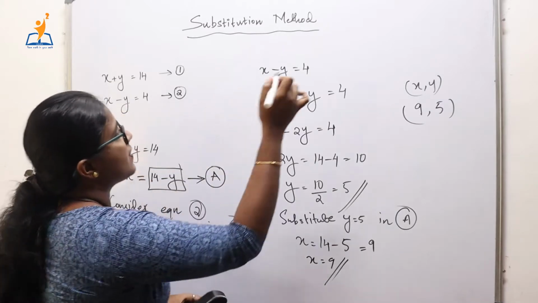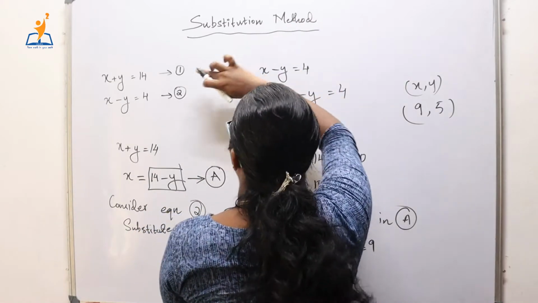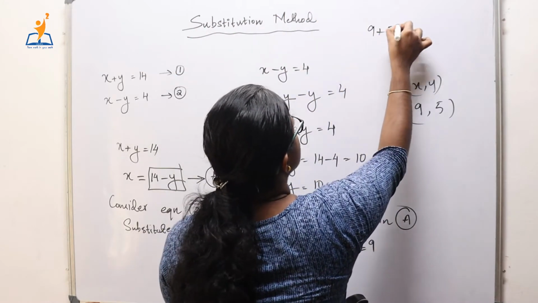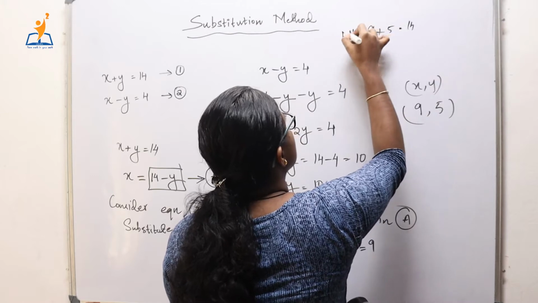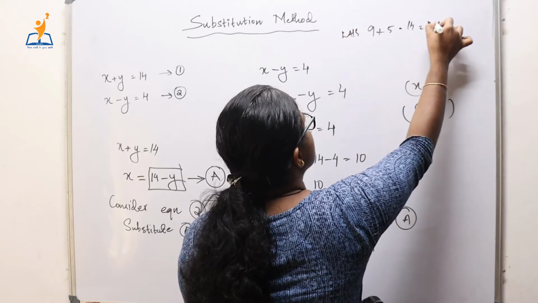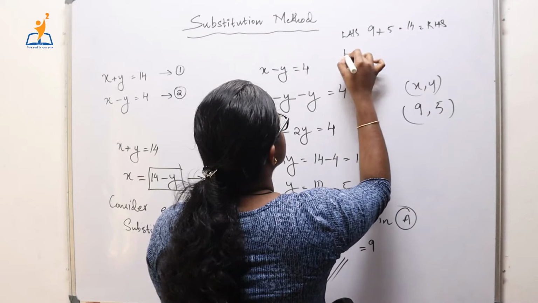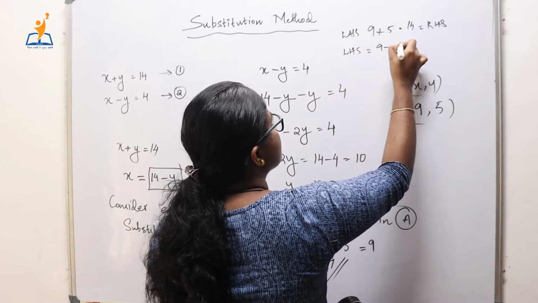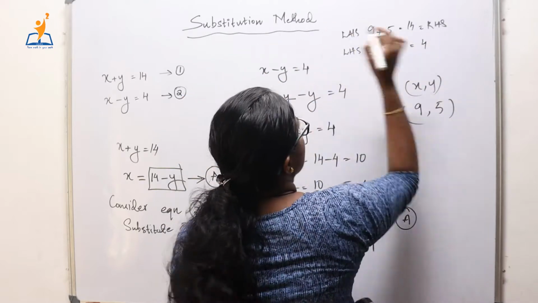Let's go for the verification. Considering equation number 1, x is equal to 9 and y is equal to 5, and 9 plus 5 is 14. So starting from LHS we got RHS, that is 14. Now coming to equation number 2, LHS is x minus y, that is 9 minus 5, that is 4, which is our RHS here.